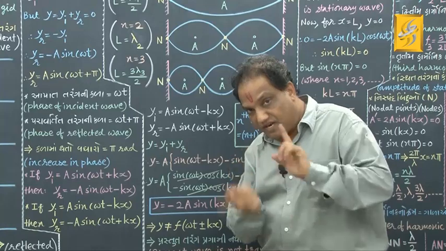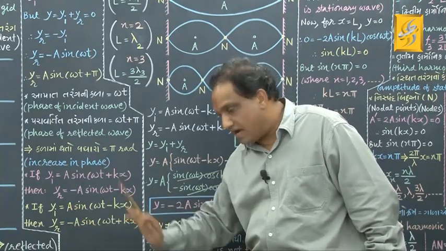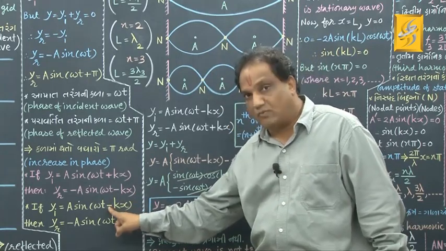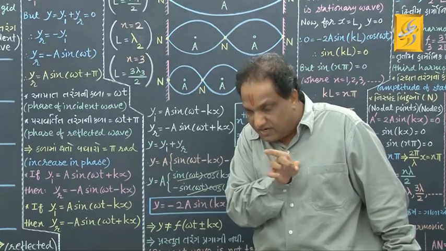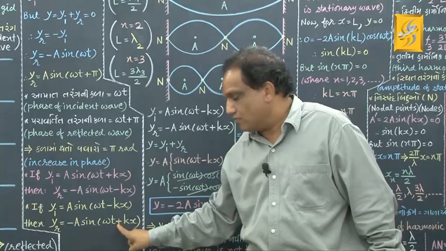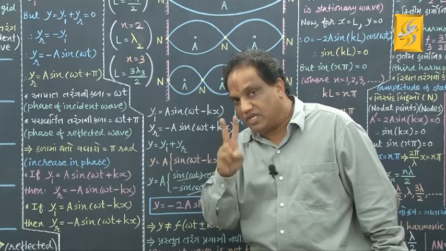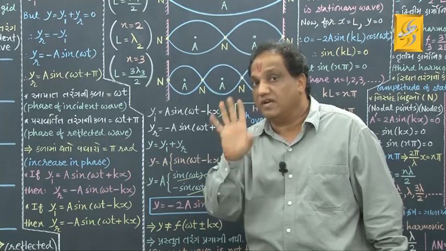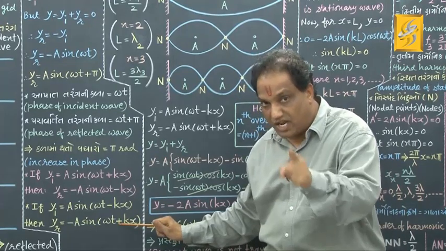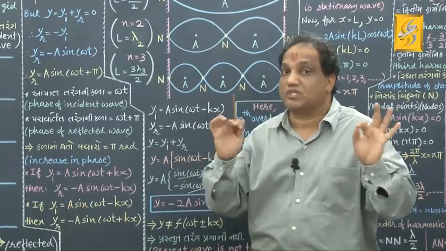And now tell me, after reflection what will happen? The crest will become a trough. So instead of plus a, you should write minus a. And after reflection, the incident wave, which was made incident along the positive x-axis, the reflected wave will propagate towards the negative x-axis. That's why here it should be a plus sign, correct? I already told you that you have to make changes in the sign. One is inside and one is outside. The inside change of sign is due to reversal of direction of propagation of the wave. The outside change of sign is due to reversal of shape.